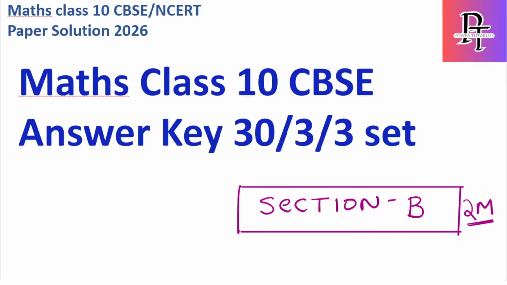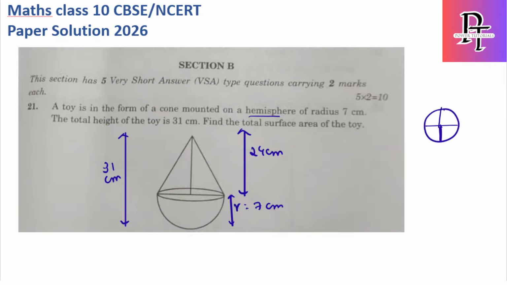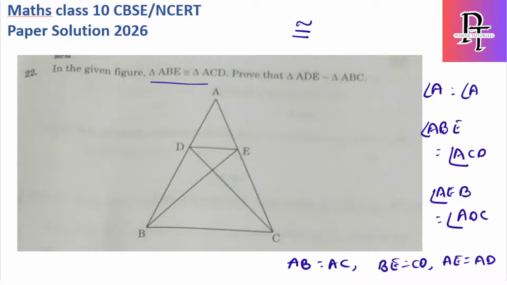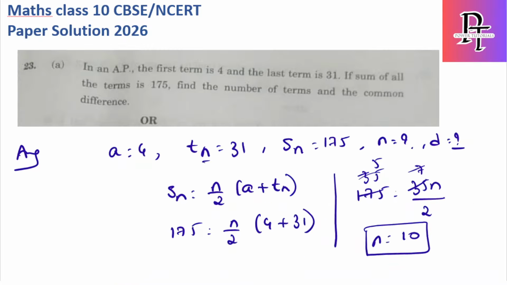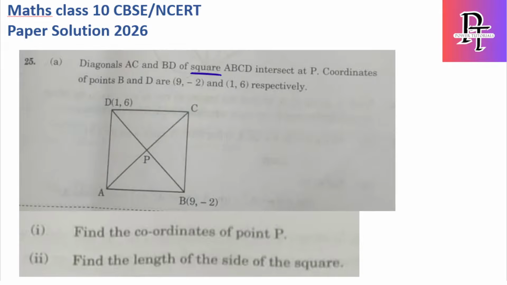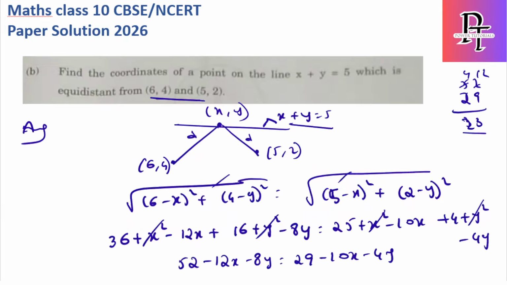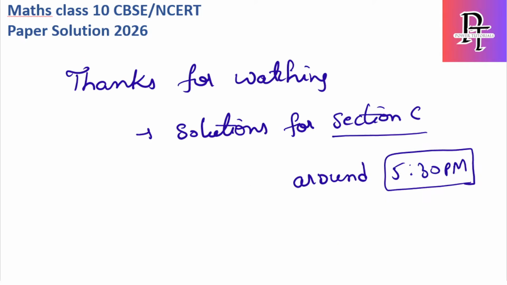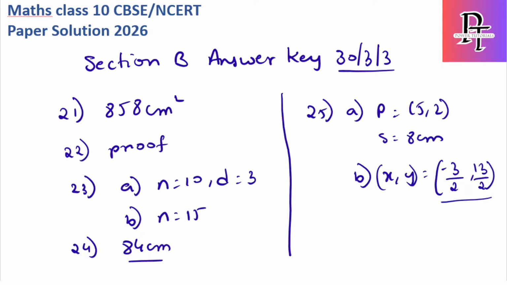In the same way I did the section B questions yesterday. These are the section B questions one by one, along with options A or B, which I also did. And this is the answer key for section B questions. If you are looking for only answers and don't want the solution, you can directly take a screenshot of this slide and check your answers. And if you want the solution, you can check the previous video which I did yesterday.